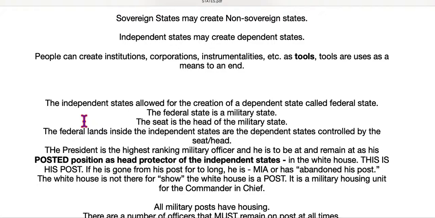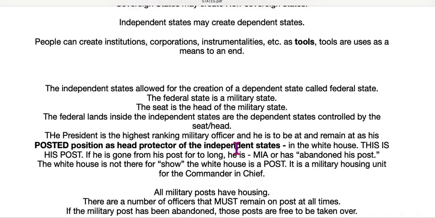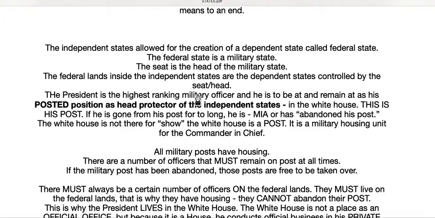The federal state is a military state. The seat is the head of the military state. The federal lands inside the independent states are the dependent states controlled by the seat or head, Washington, D.C. Washington had 2 commissions. Then he was named Commander-in-Chief, President of the United States military. The President is the highest ranking officer, and he is to be at and remain at his posted position as head protector of the independent states in the White House.